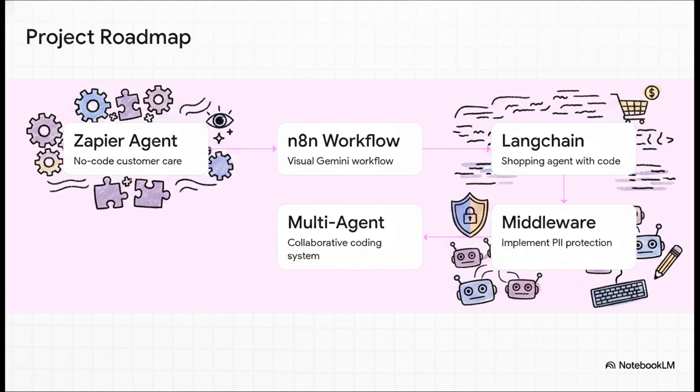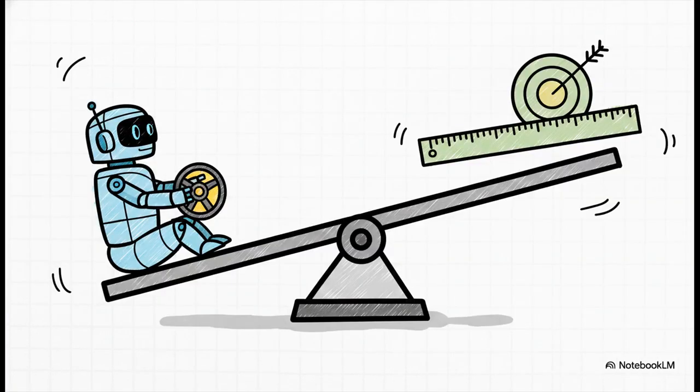Step 3, dive into code by building that LangChain shopping agent. Step 4, challenge yourself to implement the PII middleware we covered to properly secure it. And finally, bring the whole shebang together by creating a multi-agent collaborative coding system. But as you take on these projects, keep the core lesson of the agency trade-off in mind.